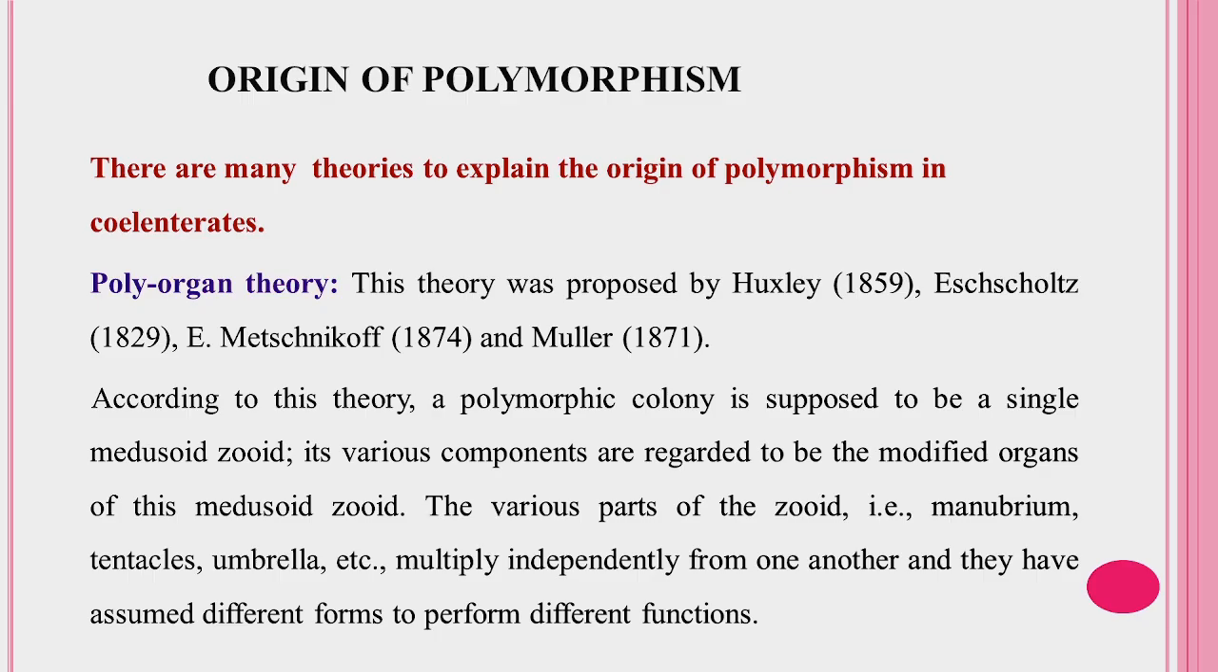According to these scientists, the polymorphic colony is supposed to be a single medusoid form consisting of various components, regarded as modified organs of the medusoid zooid. The various parts of the zooid, like the manubrium, tentacles and umbrella, multiply independently of one another, and these parts of the body are involved in the formation of different zooids, which perform various functions.